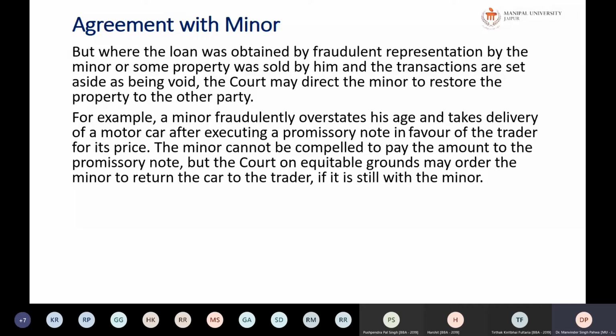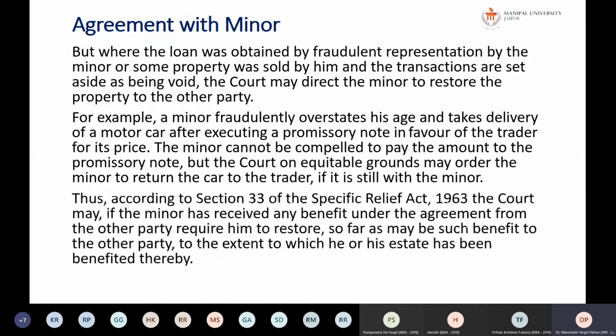And even if the minor has sold the car and has embezzled the money, and he has actually utilized the money somewhere else, the money cannot be recovered from him in that case. So the property or the money whatsoever the minor is having can be recovered only if the minor is having the custody of that property or the money. If he is having it, then it can be restored, otherwise not.